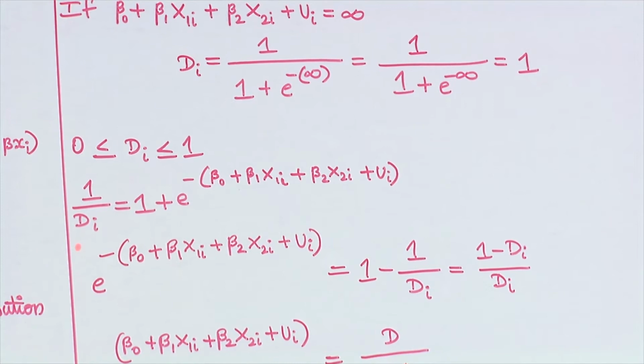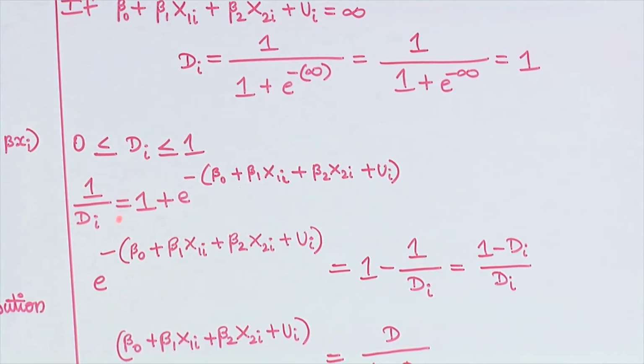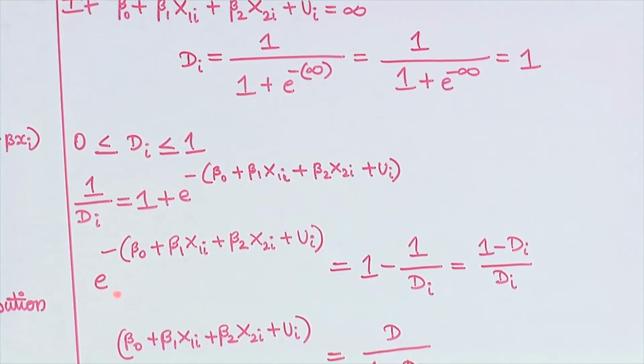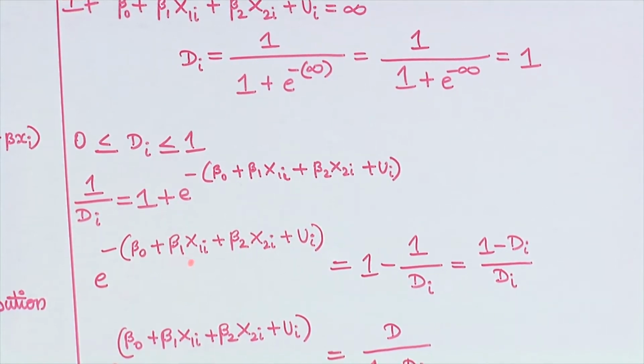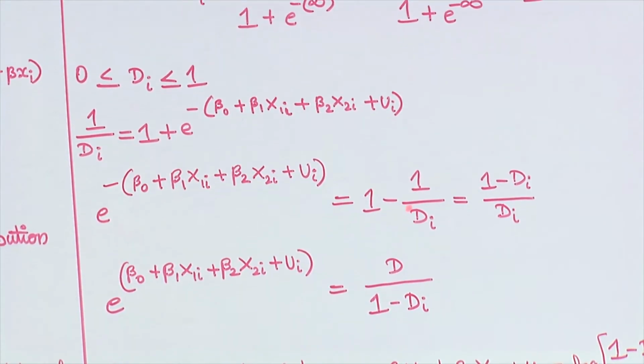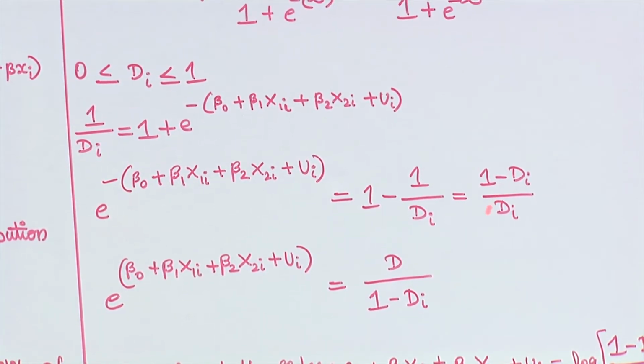1 by Di is equal to, this is the multiplicative inverse. So, 1 by Di is equal to 1 plus e power minus of (beta 0 plus beta 1 x1i plus beta 2 x2i plus ui). Now, we may take this 1 to this side. So, it becomes e power minus (beta 0 plus beta 1 x1i plus beta 2 x2i plus ui) is equal to 1 minus 1 by Di. So, this is equal to (1 minus Di) divided by Di.